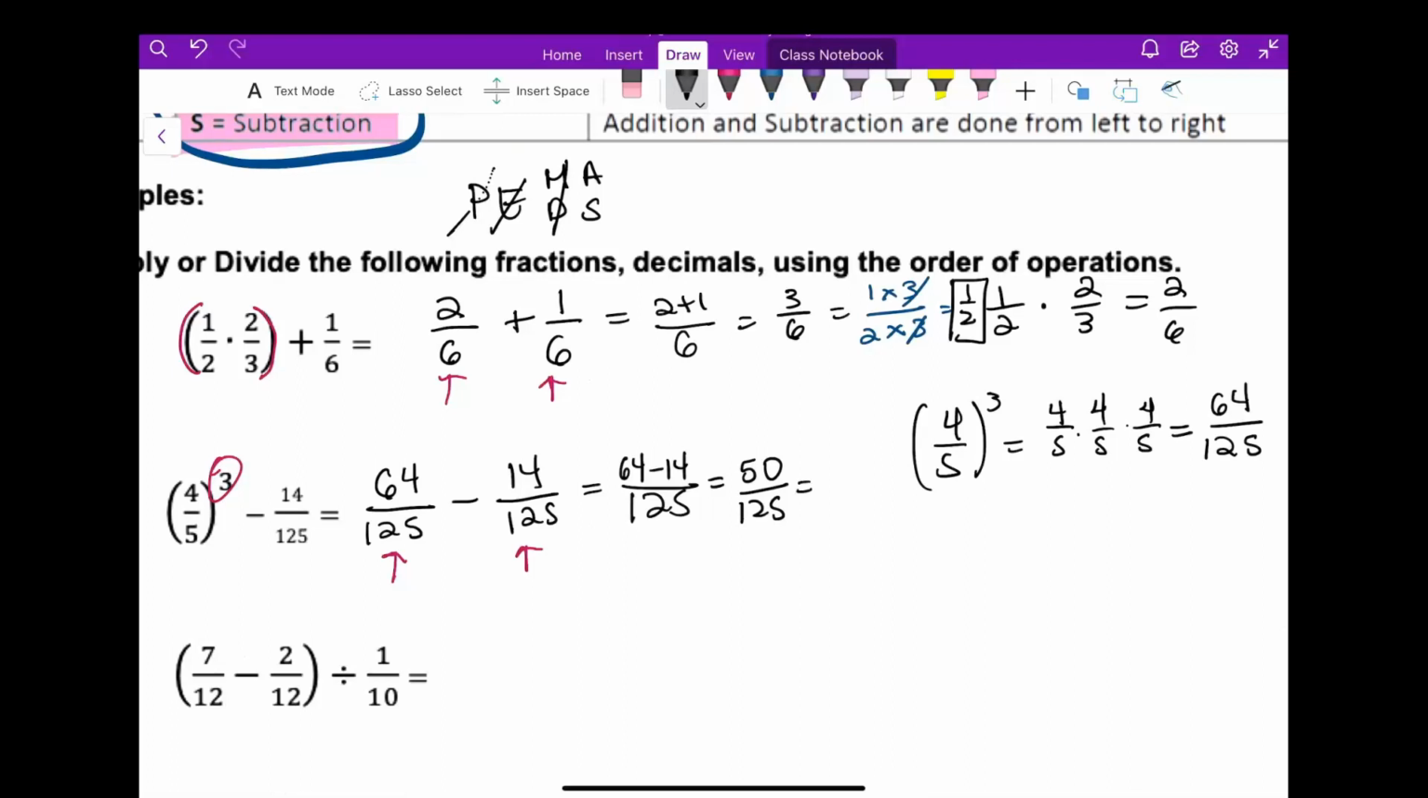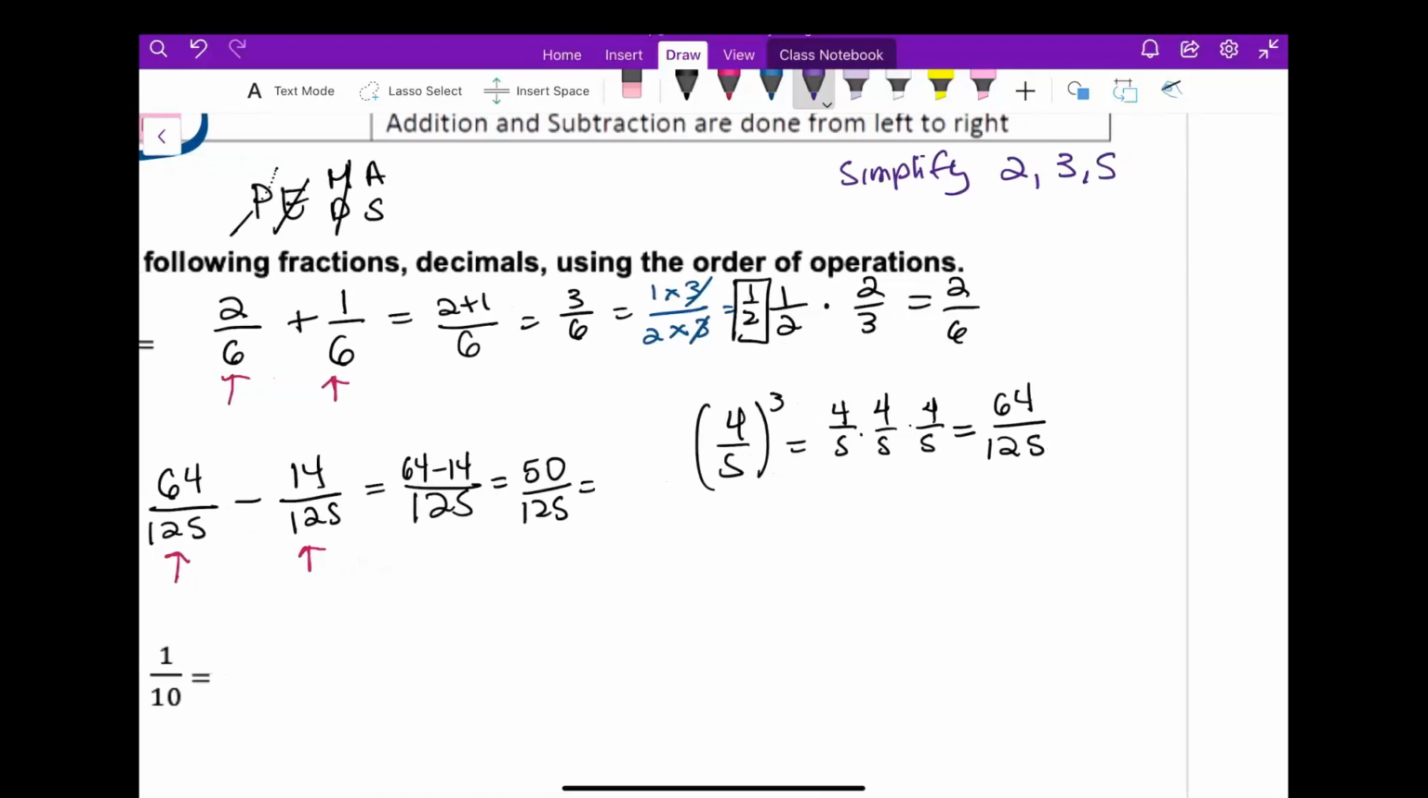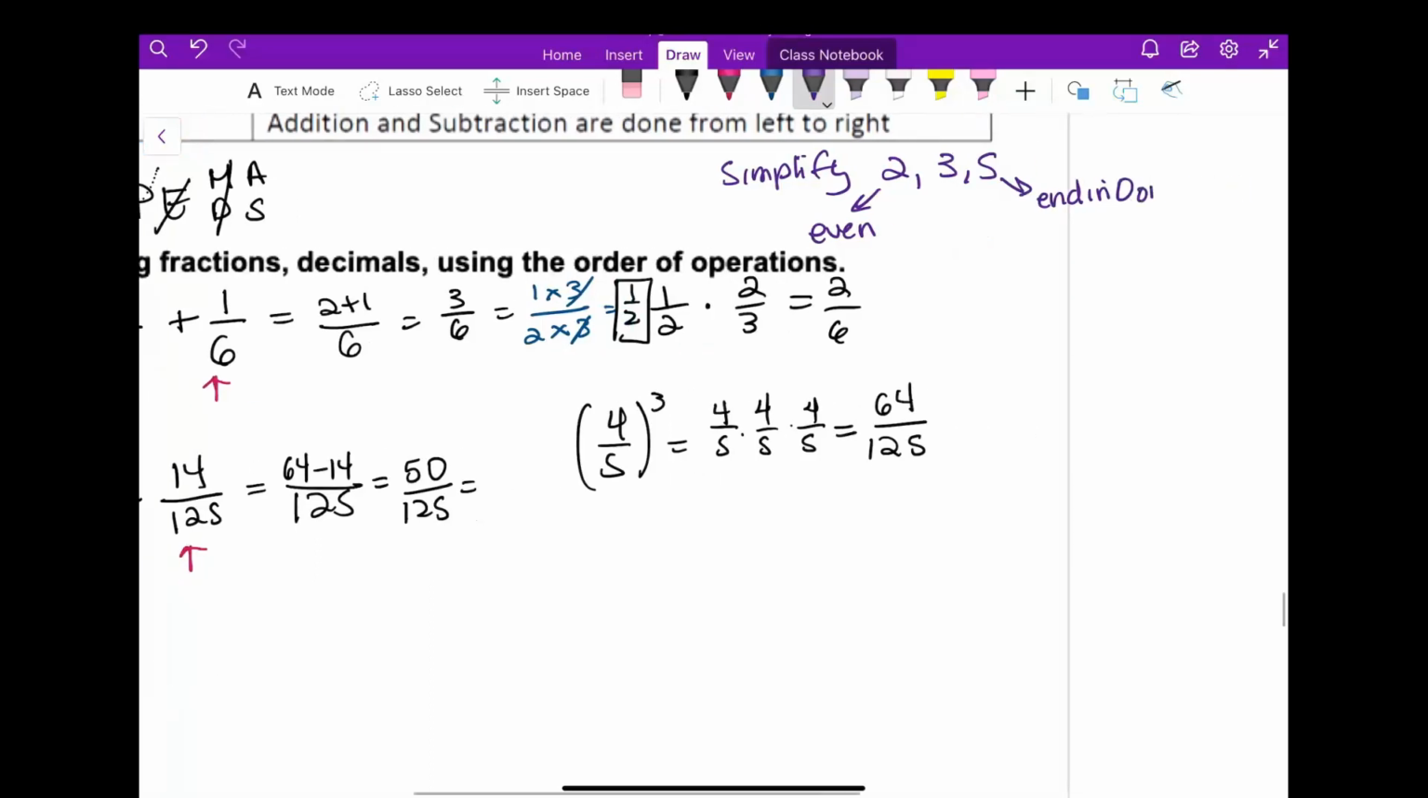Our last step, let's go ahead and simplify. When I'm simplifying, I'm looking for numbers that they have in common. So to simplify, I use 2, 3, and 5 in my mind. I've talked about these before. Whenever I want to simplify by 2, both numbers must be even. Whenever I want to simplify by 5, both numbers must end in 0 or 5. And 3 is also a common one, and it's going to be a multiple of 3. I'm going to show you a little bit of a shortcut to check if this is true, okay?